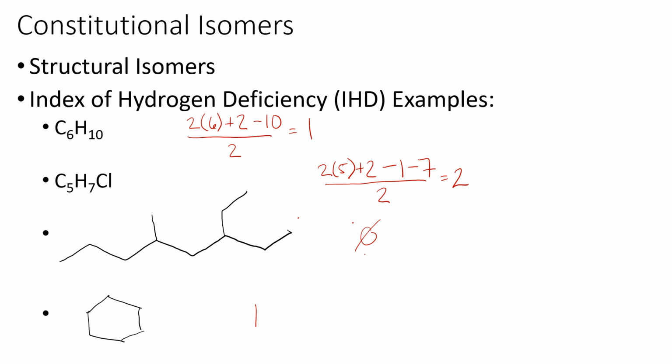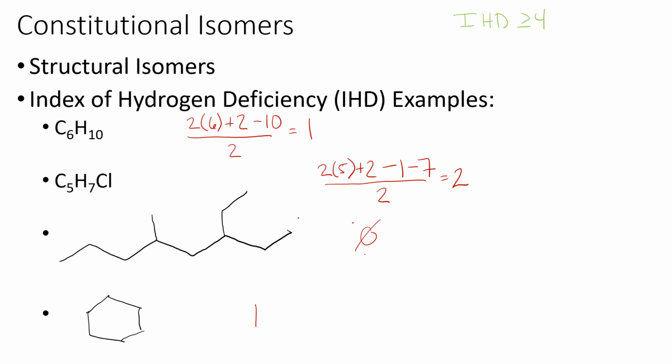I do want to point out one more thing before we end our slideshow, and that is if I have an IHD equal to 4 or higher. Anytime we have an IHD equal to 4 or higher, it is likely that we have a benzene ring, especially if the number of carbon atoms that we have is equal to 6 or around that value of 6. It can't be less than 6, but if we have a small number of carbon atoms.